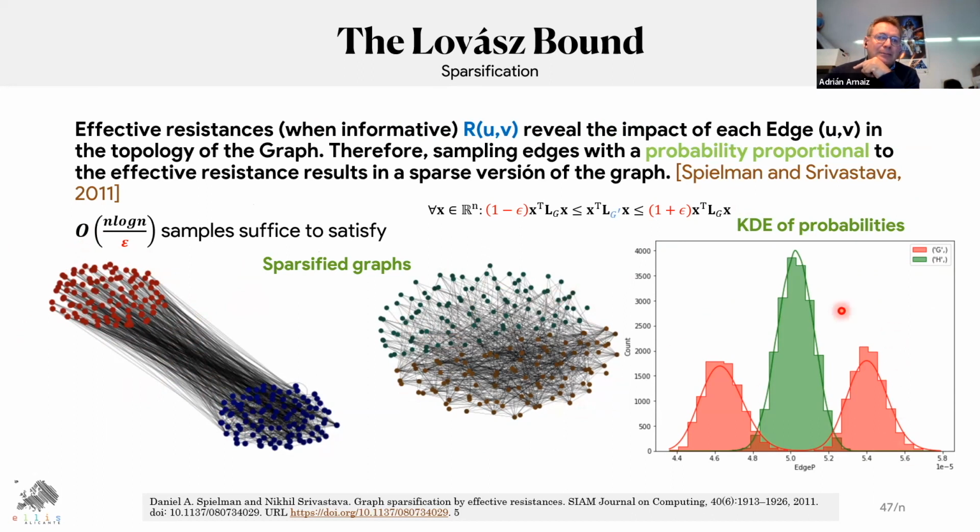And you can see this is important because here we represent the KDE of the probabilities. In red we have the probability of sampling an edge in the first graph, and they are quite well separated. But in green we have the probability of sampling edges in the second graph, which overlap and are basically the same Gaussian-like distribution. So it is important to take into account that the bottleneck is controlling how separated or overlapped these distributions are.